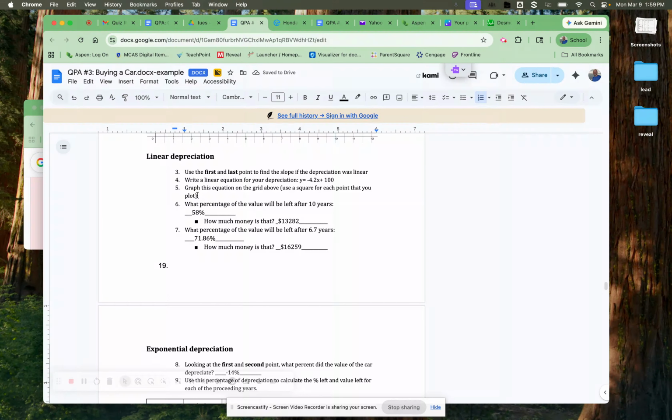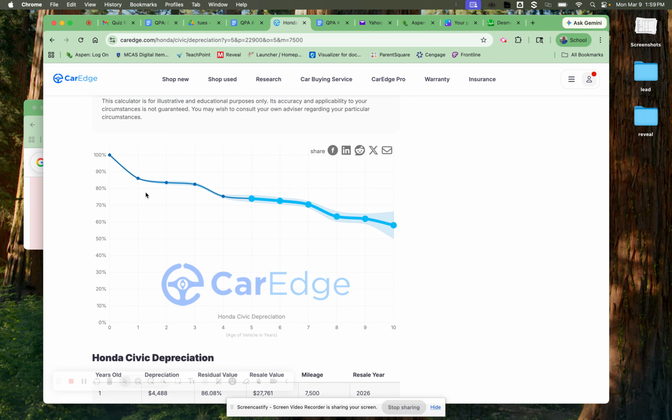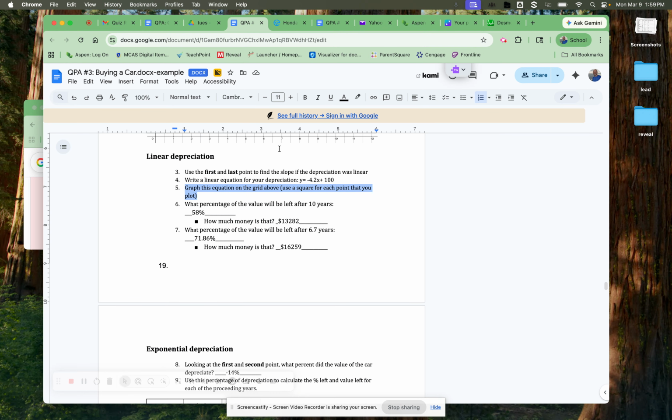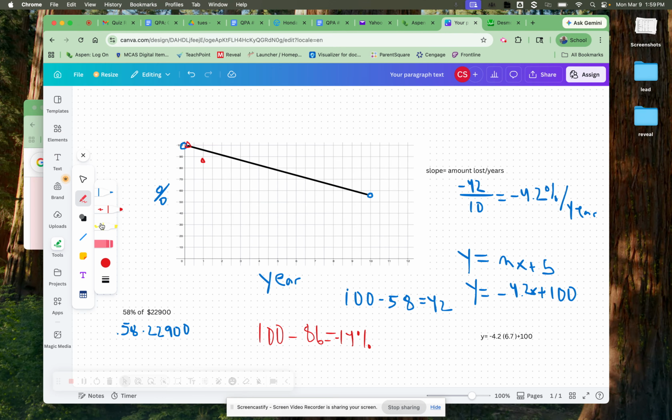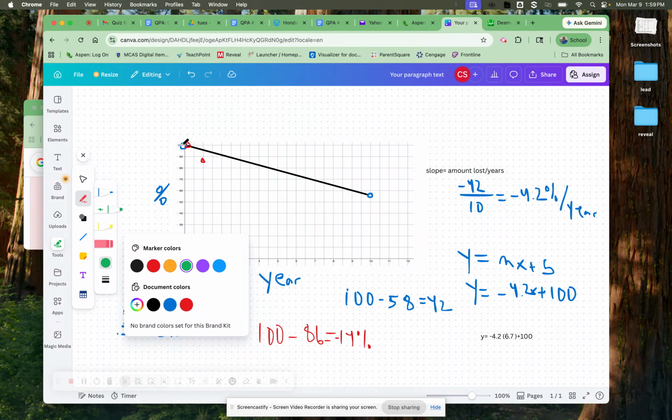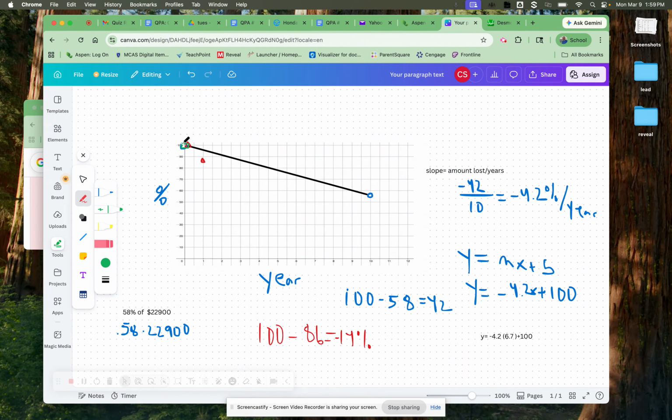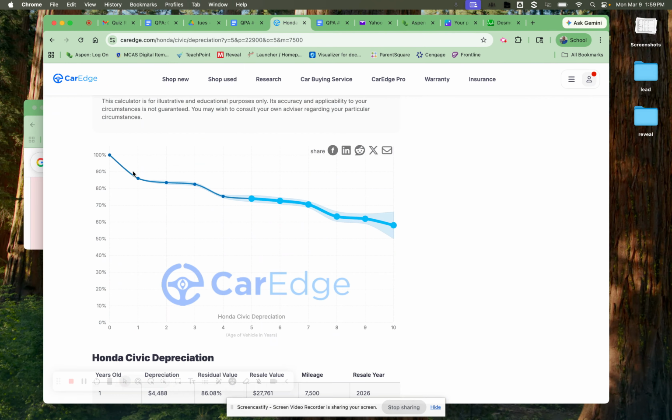I forgot one detail. I didn't graph this equation. I need to graph this specific equation on my graph. And I need to use that with the square. So I'm going to go back to my graph. And I'm going to use a different color. So I'm starting at 100%. All the three shapes are right here. You can put a square. And then it goes to 86%.